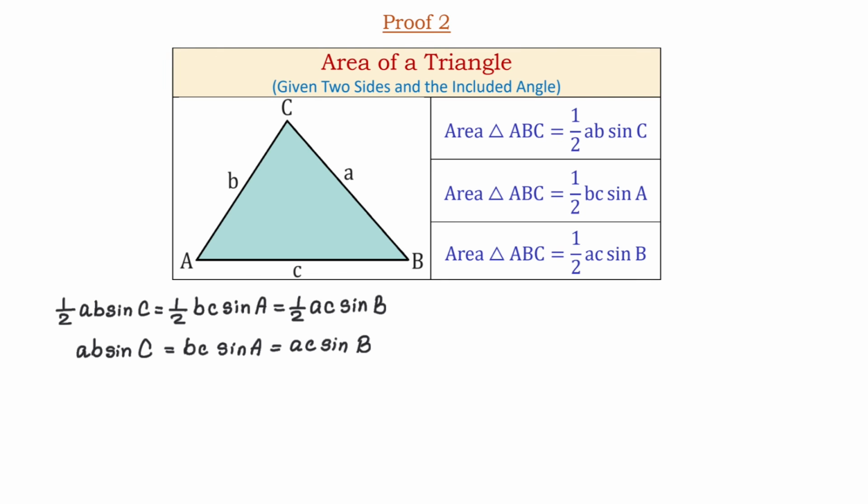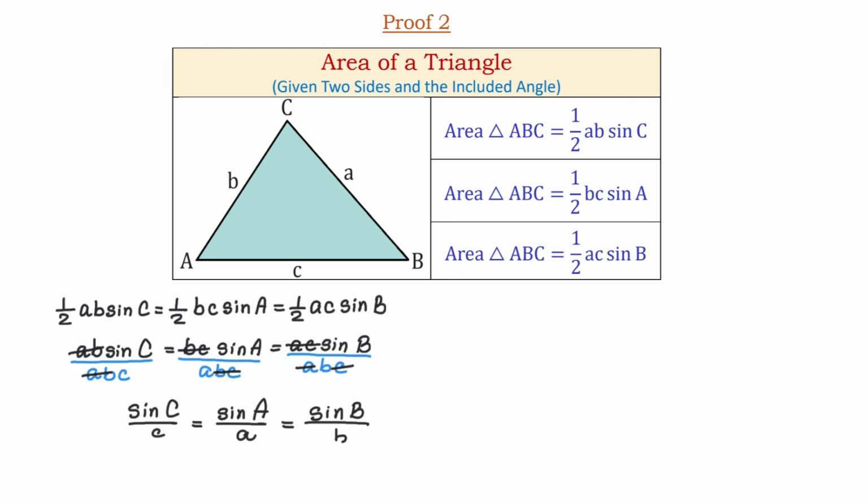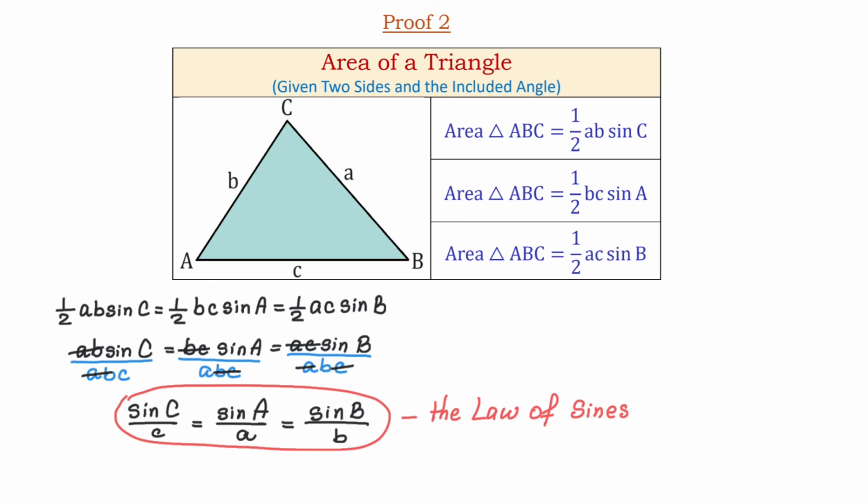In the next step, we will divide each expression by ABC. Then to the left we will cancel AB, in the middle we will cancel BC, and to the right AC. And now we have sine of C over C equals sine of A over A equals sine of B over B. And this is the law of sines.